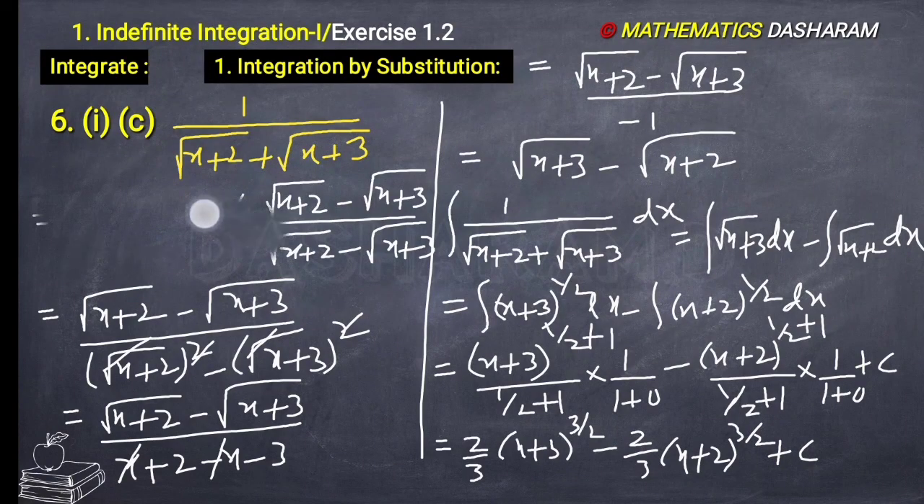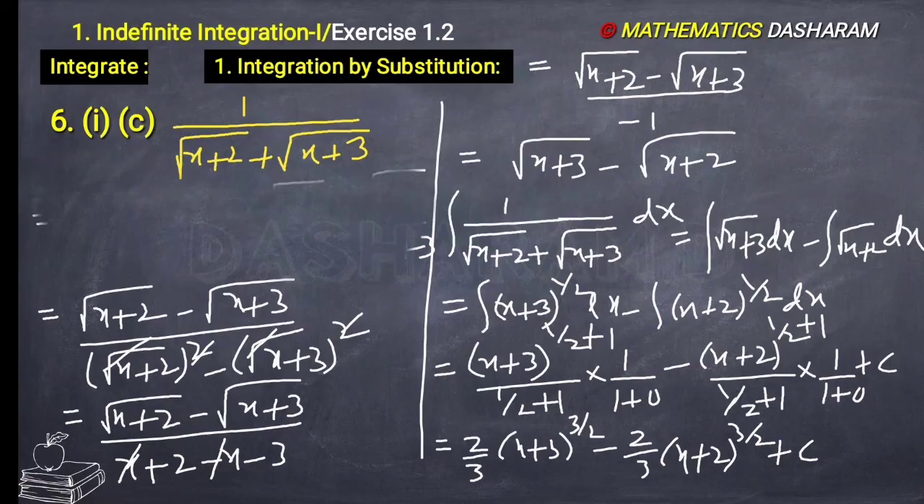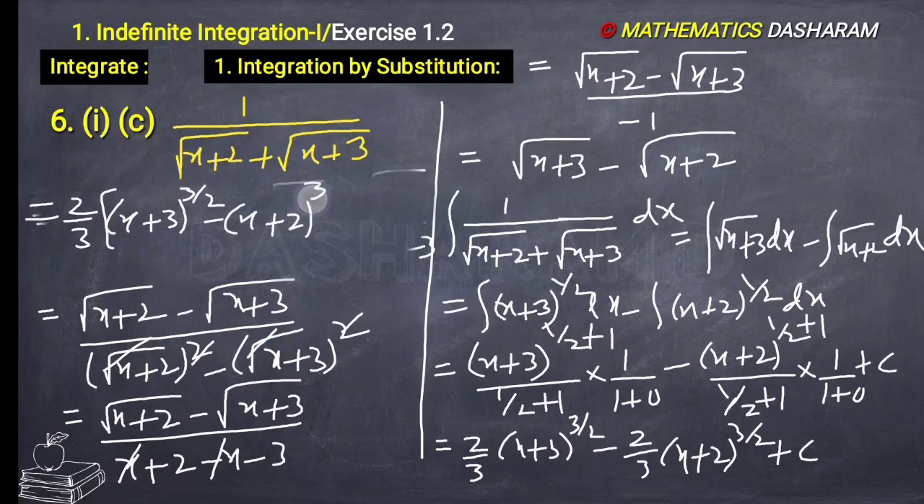Now we can take the 2 by 3 common from both terms. 2 by 3 bracket of (x+3)^(3/2) minus (x+2)^(3/2) plus c is our required answer.